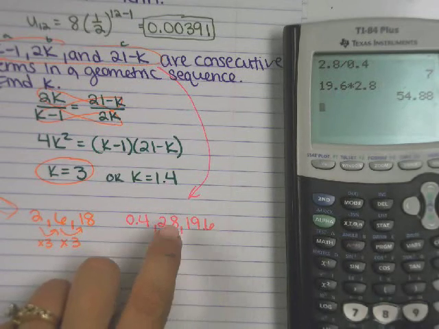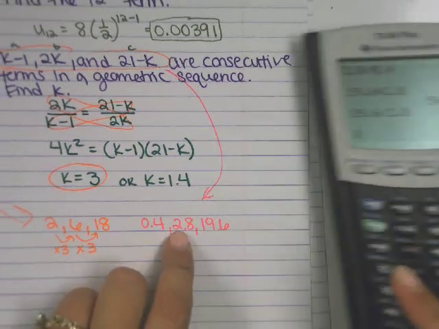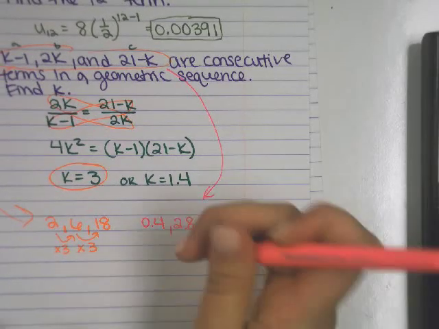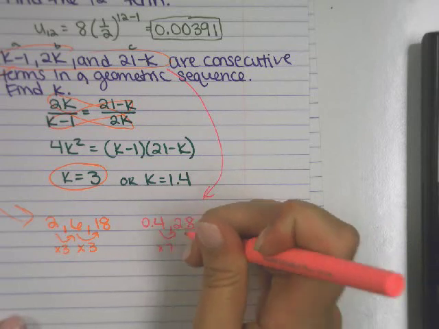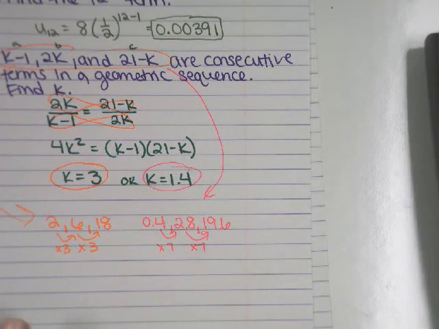Oh, no, I multiplied. I pressed multiply, I meant to press divide. Okay, so that's multiplying by 7. So to get from here to here, times 7, there to there, times 7. Both of those values end up producing geometric sequences.